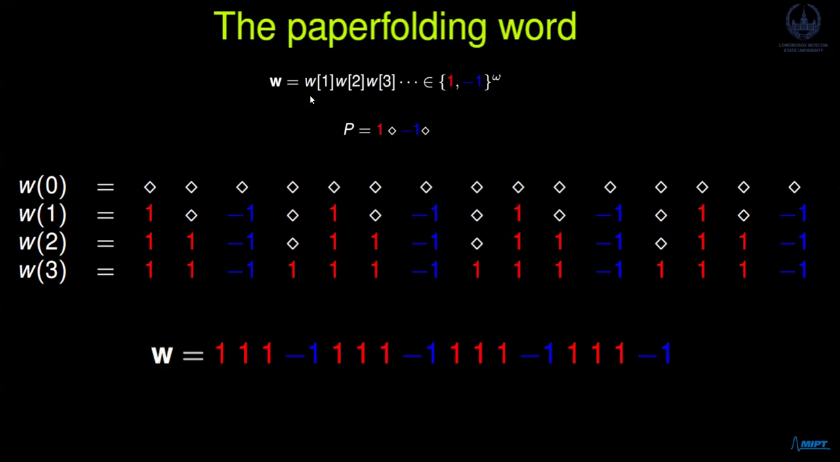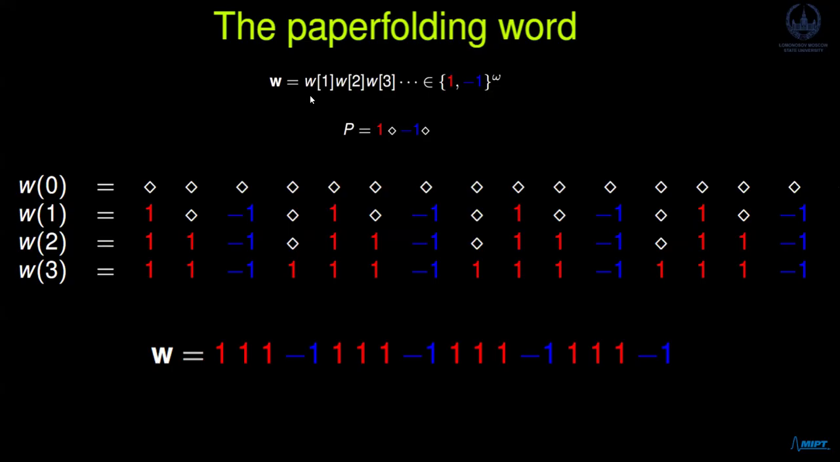So, the folding pattern. The key folding process is represented by the pattern P, which is equal to 1 diamond minus 1 diamond. Here the symbol diamond indicates a placeholder for a subsequent step in the folding. As the folding process continues, the pattern grows recursively, creating an intricate sequence of folds.